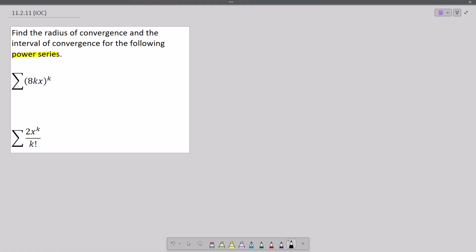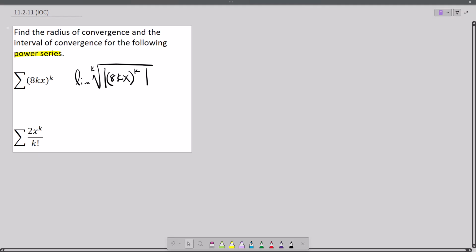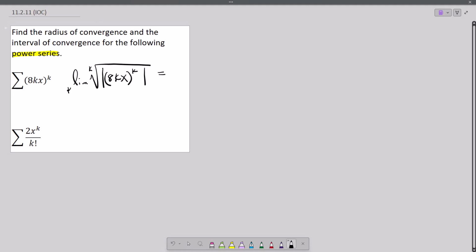So this says, find the radius of convergence. We've had 2 techniques, ratio test or root test. Those are the only 2 that we use for power series. We see this power out here, which sort of says, hey, use the root test. Let's get rid of the power. So let's do that. We are going to take the limit of the kth root of the absolute value of 8kx to the k, as k goes to infinity.